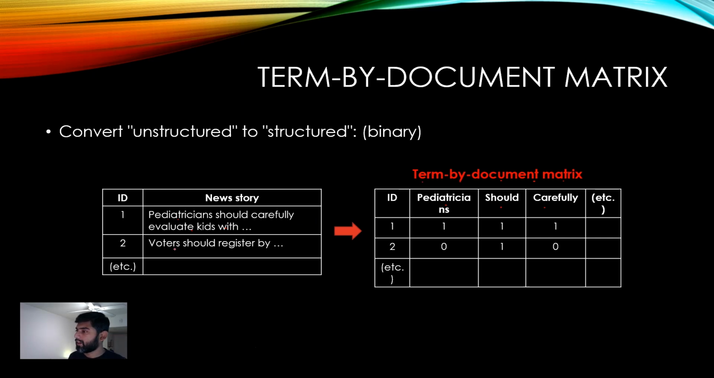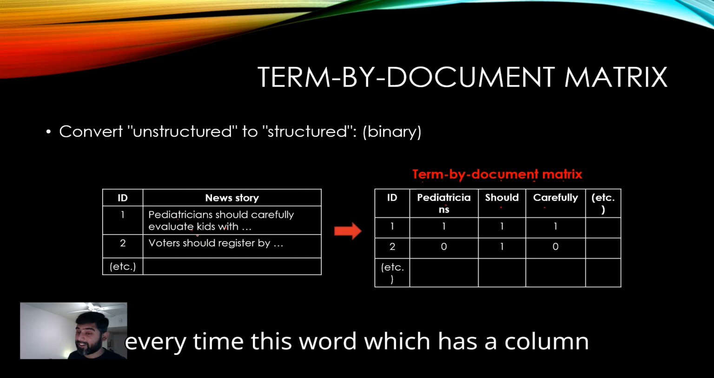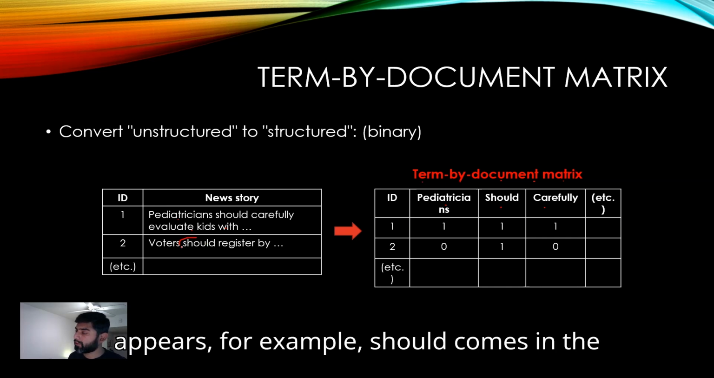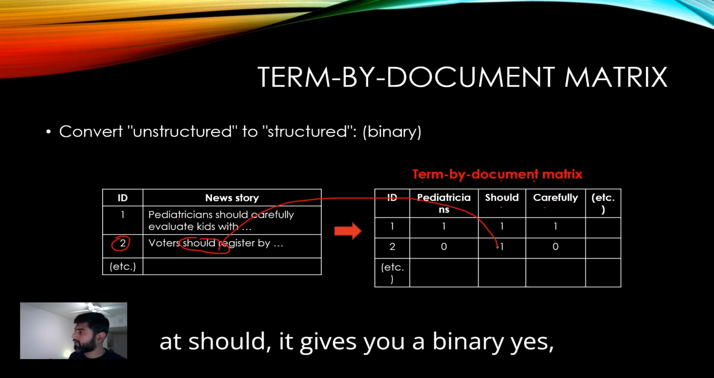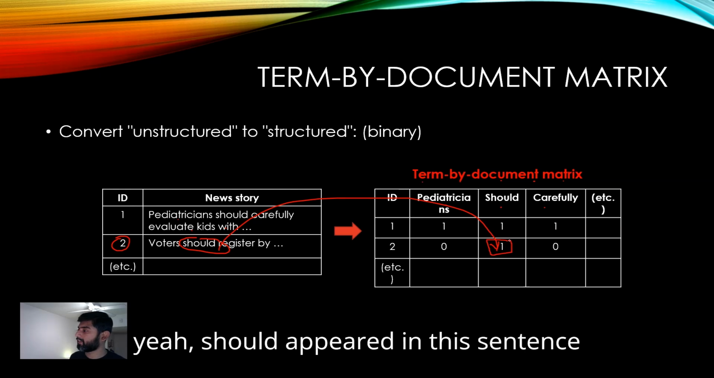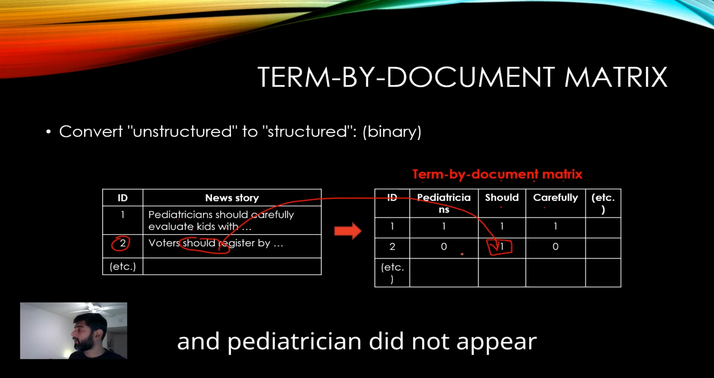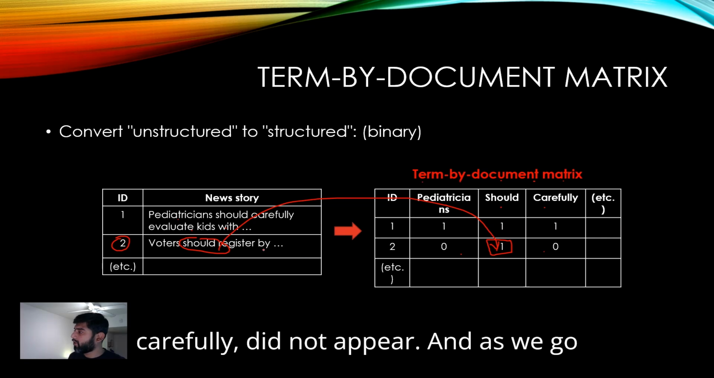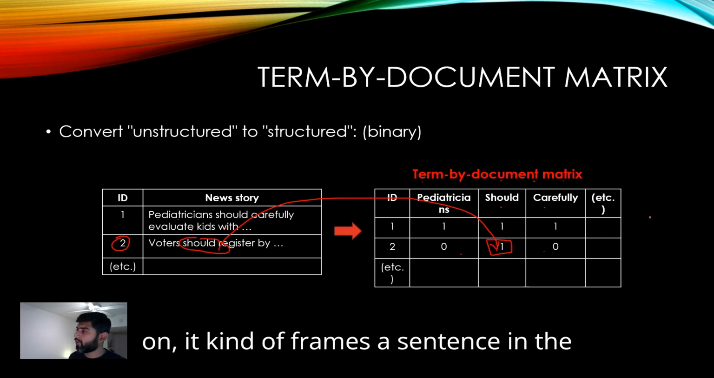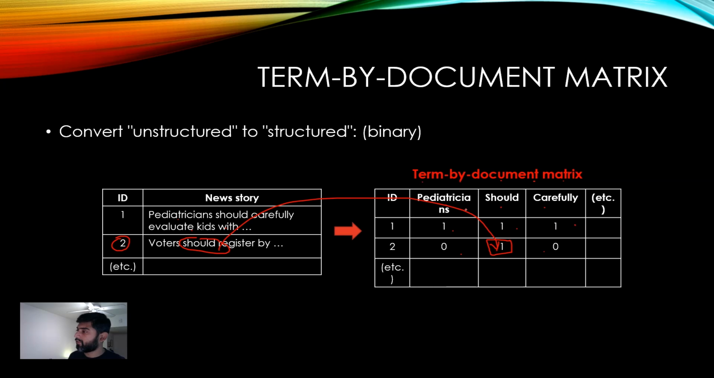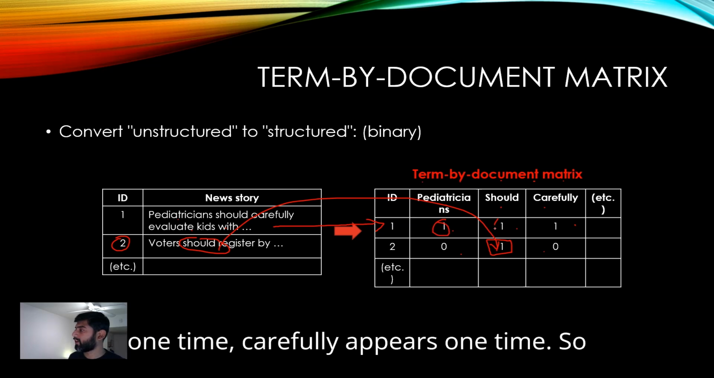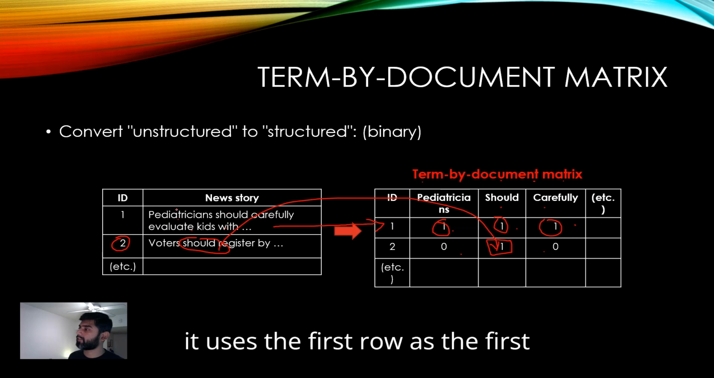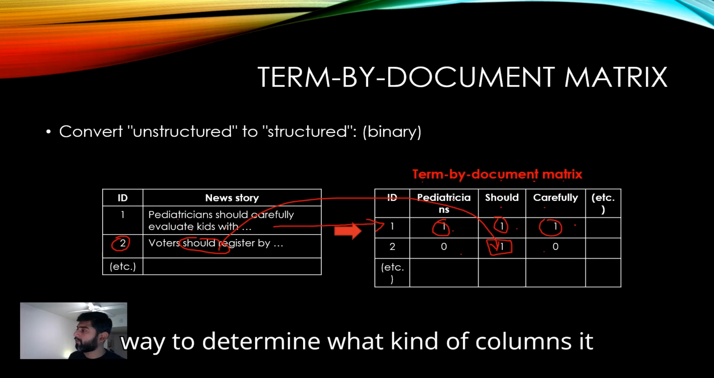What it's doing is every time the word which has a column appears, for example, should comes in the second document or second page, it gives you a binary 1, yes, should appeared in this sentence. And pediatrician did not appear, carefully did not appear. As we go on, it frames a sentence in the form of binary zeros and ones. The first page is now in the form of zeros and ones because pediatrician appears one time, should appears one time, carefully appears one time.